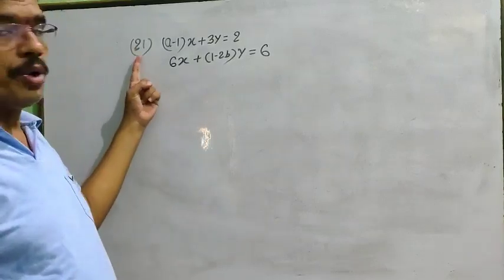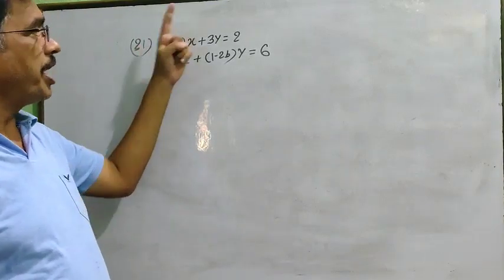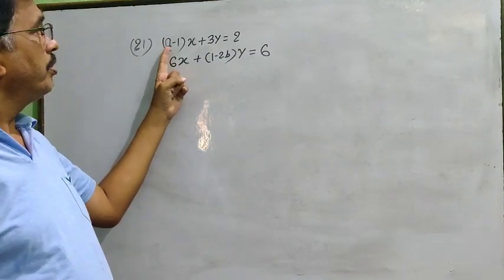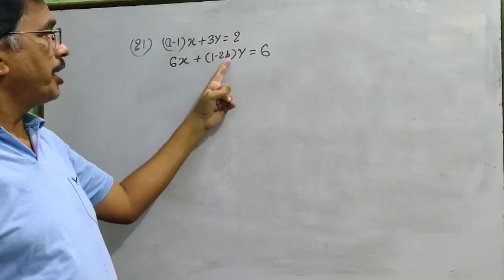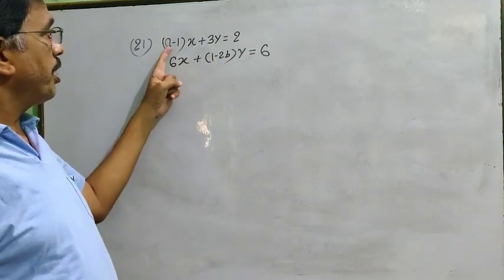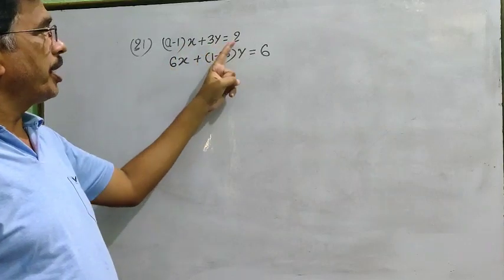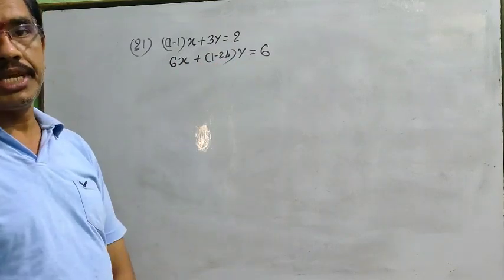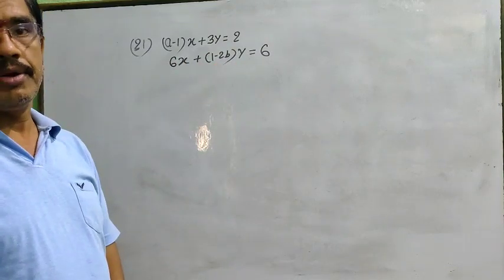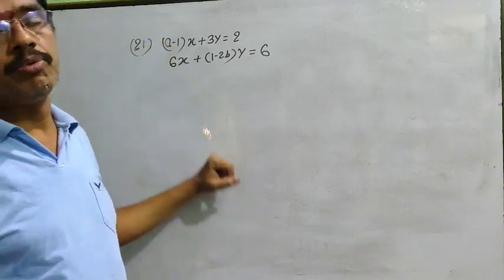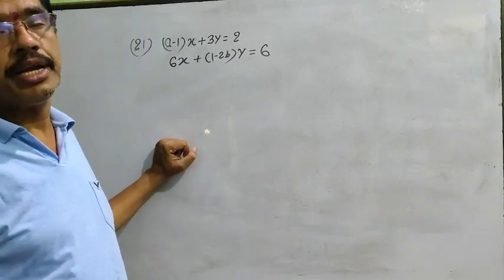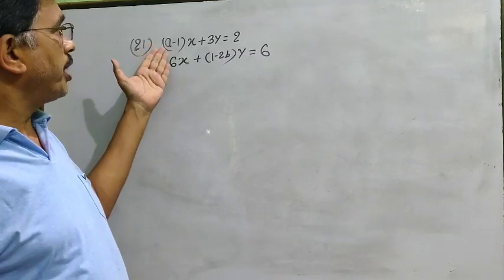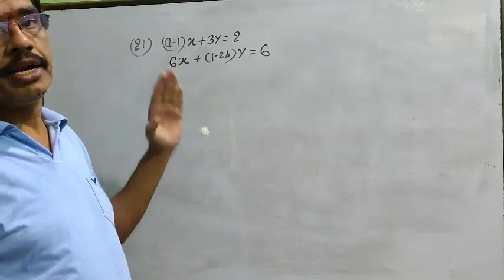Now see question number 21. It has infinitely many solutions, but you have to find the values of two variable terms, one is a, another is b. Your question is (a minus 1)x plus 3y is equal to 2 and 6x plus (1 minus 2b)y is equal to 6, and you have to find the values of a and b. Before this, the question was to find the value of only k if it has infinitely many solutions. But here it is given to find the values of a and b, it has infinitely many solutions.